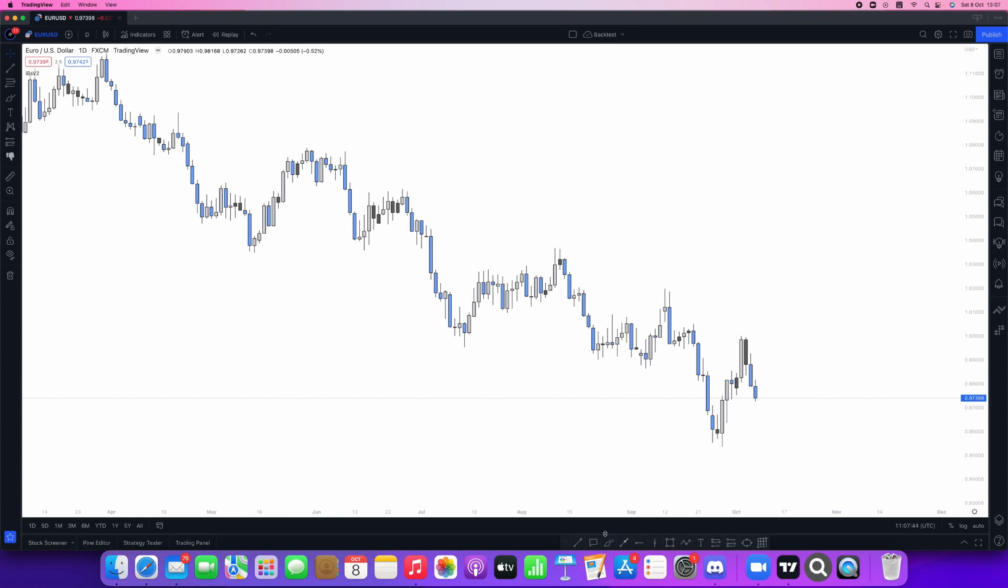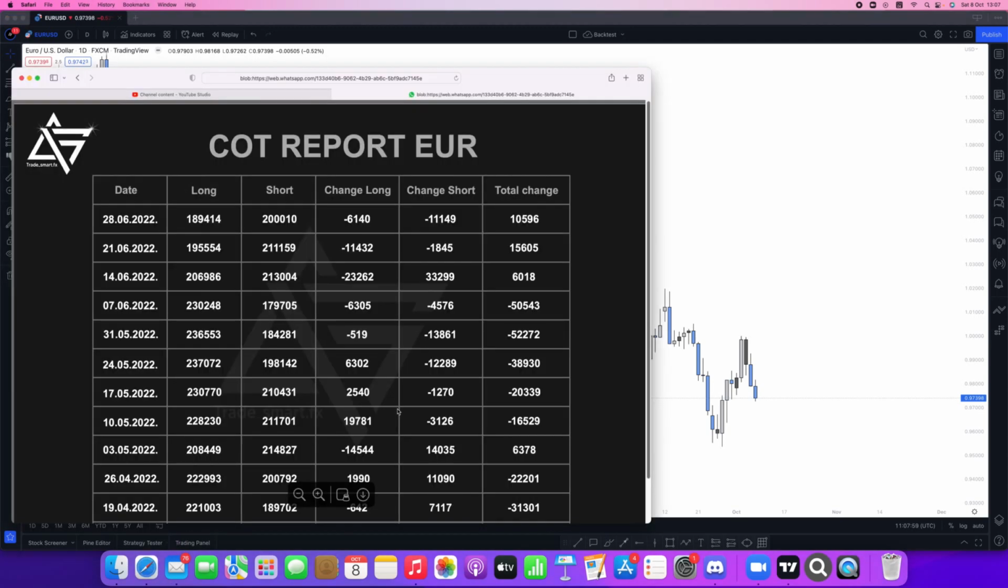But okay, for the people who want it, I want to give them a video on how they can read the COT report and, of course, how they can take advantage of it. So we're going to open a COT report here, guys, and this is the April to June COT report for Euro. As you guys can see, we have long positions and short positions here. This is the amount of long positions that institutions have on a certain pair, short positions, and this is change long, change short, and total change based on the previous COT report that we had.